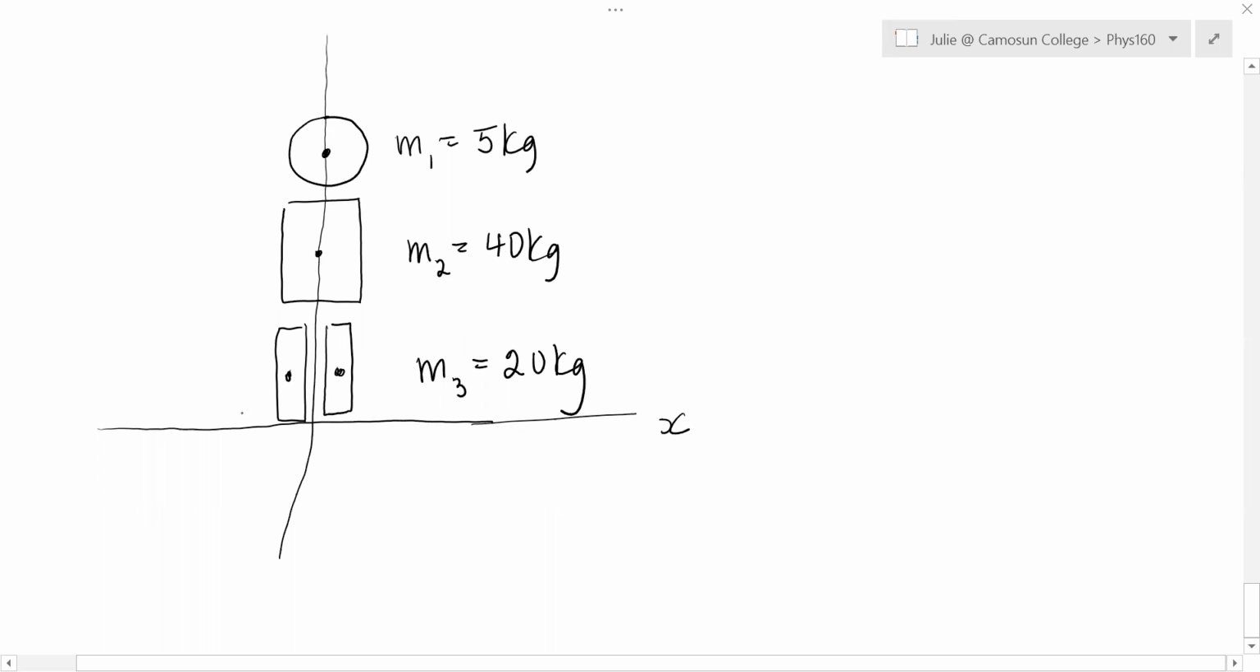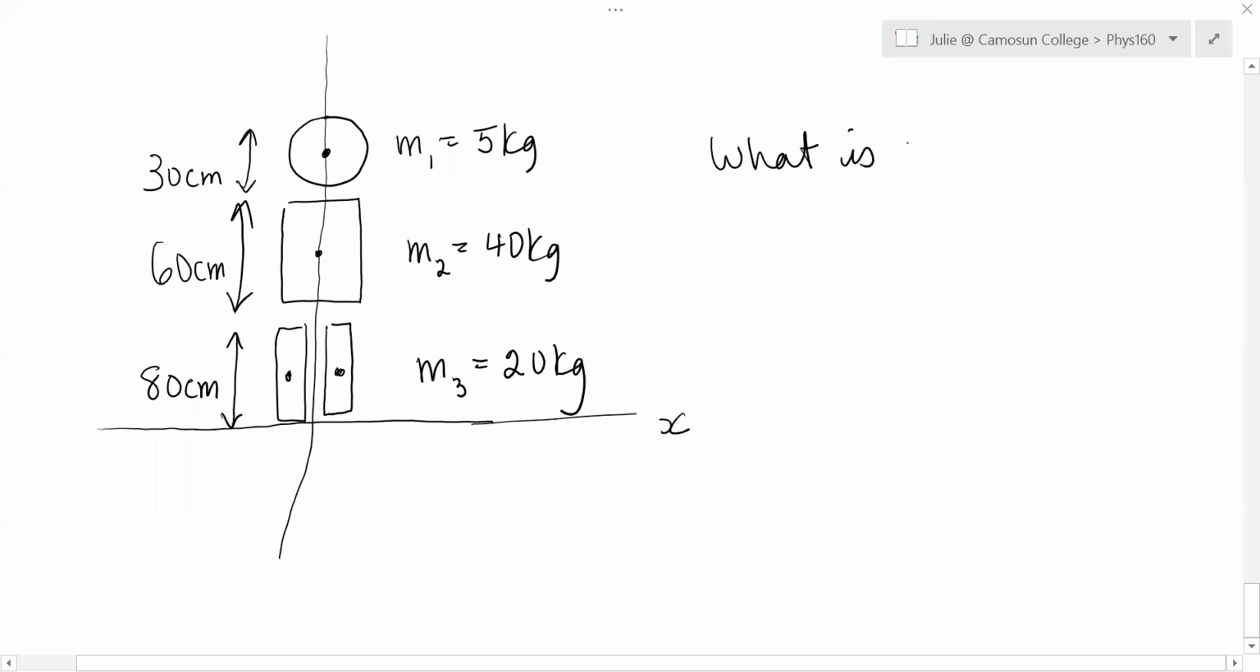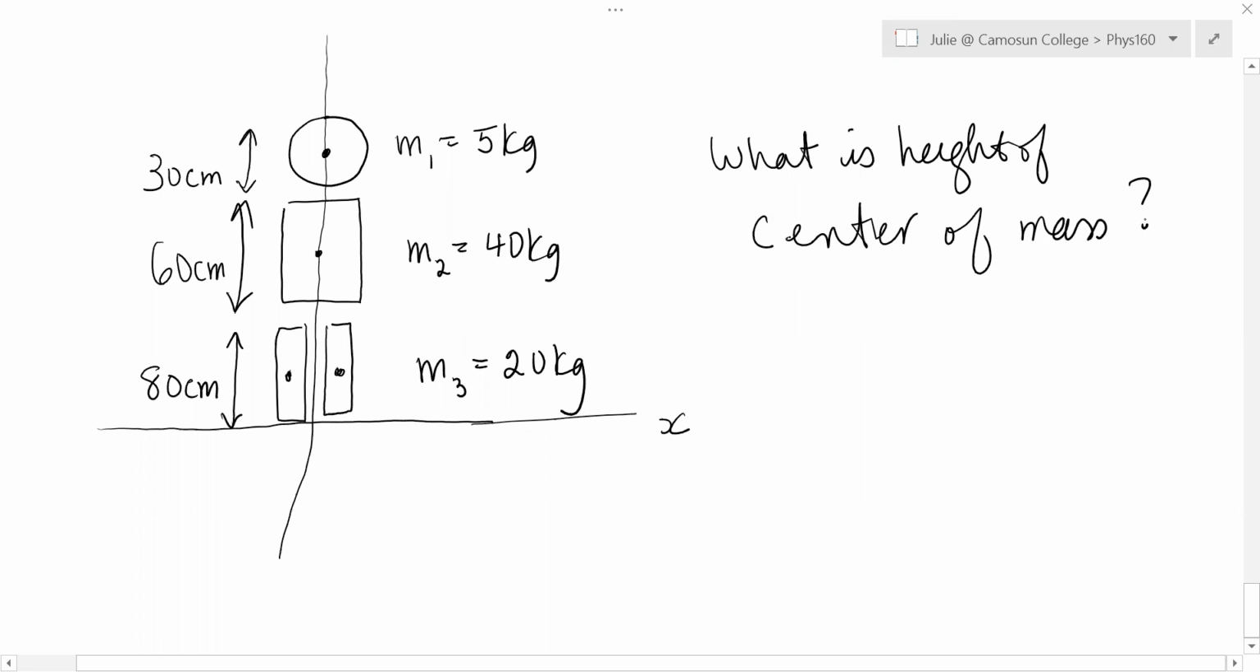So now we have to know, well, how long are your legs? So your legs are, we'll say they're 80 centimeters. Your trunk, 60 centimeters. There are all kinds of tables that give you these anthropometric values for average humans. Okay, so the question is, what is the height of the center of mass? Okay, so all the X's would just give us X equals 0, that's fine. Now let's do the Y's.